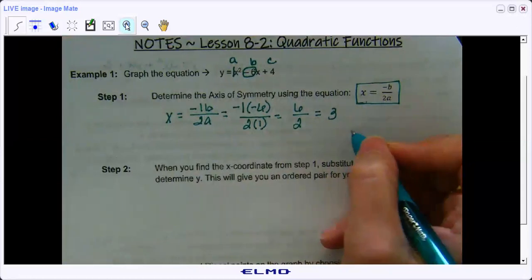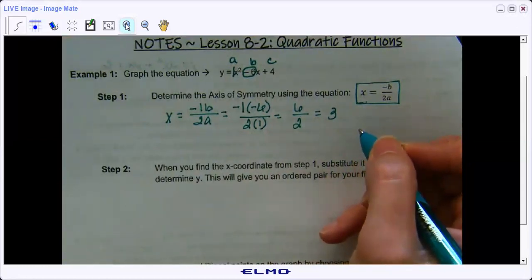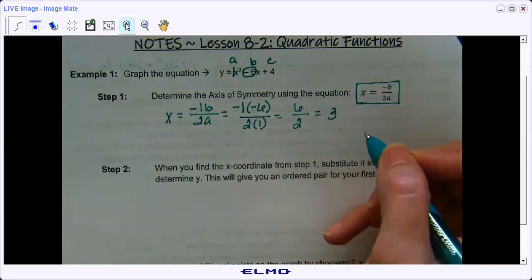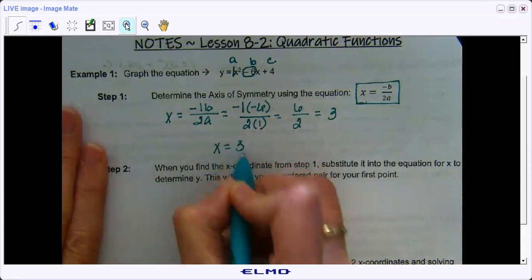So what is this 3 again? Why did we do that? Yeah, so David said to find x of the vertex, and then Esther said to plug it back into the quadratic equation so that we can solve for y of the vertex. So here we have x equals 3. Okay.